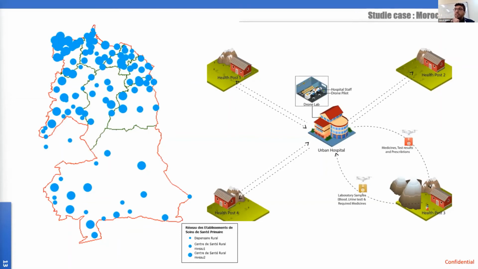For this reason, one of the operations the government has to do is to increase the number of rural posts. What we are showing here is the east of Morocco, my region. We have 220 rural posts that always need to send information to the urban hospitals.